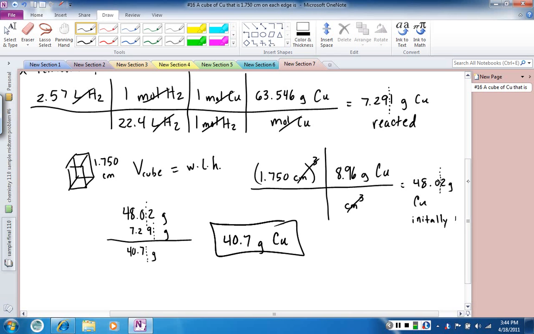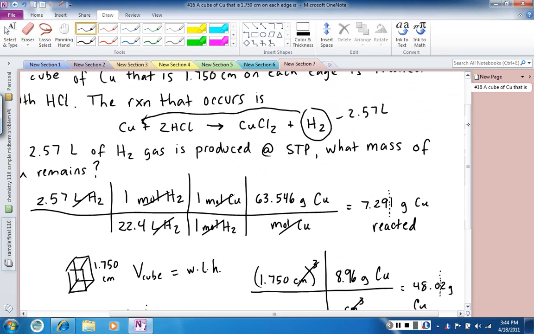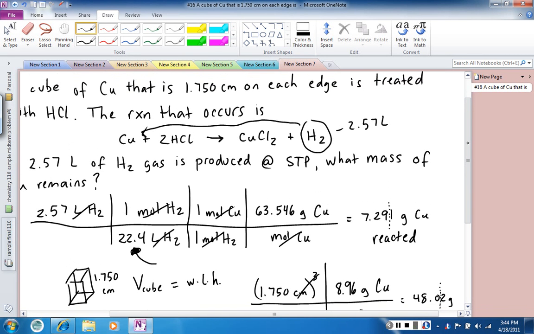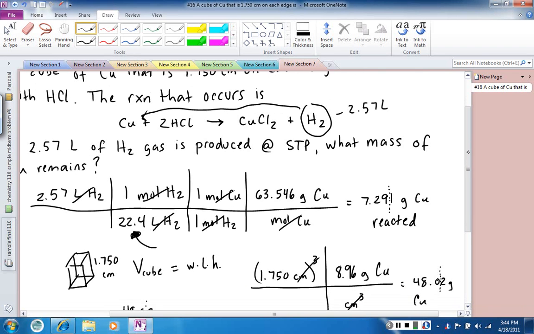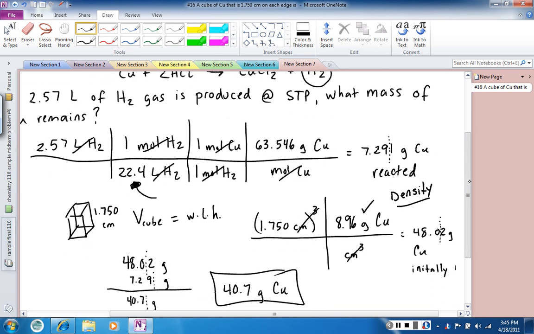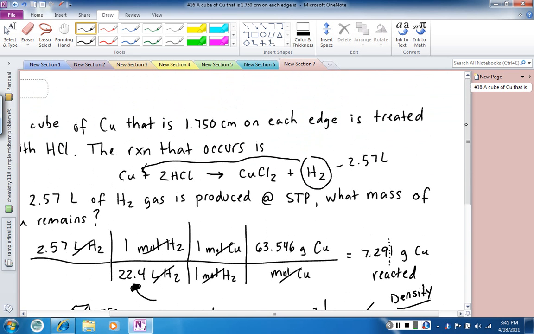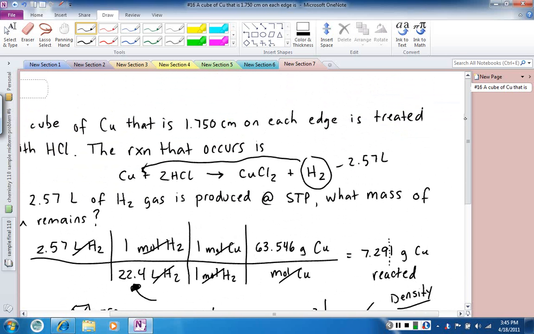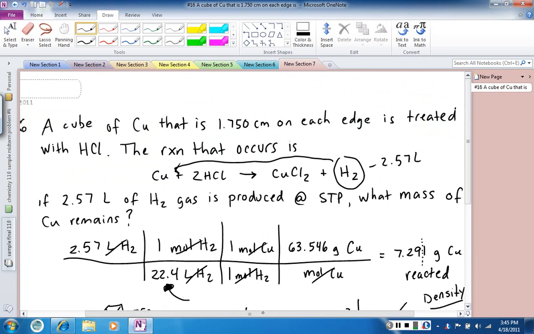So the key here is to realize you can use STP, you can use this conversion factor right there, and to know to go from volume of something to grams of something, you use density, and this is the density of copper, and it comes from your conversion sheet. They will always give you the density of certain metals on this kind of problem. So this is sample problem number 16 of the sample final.